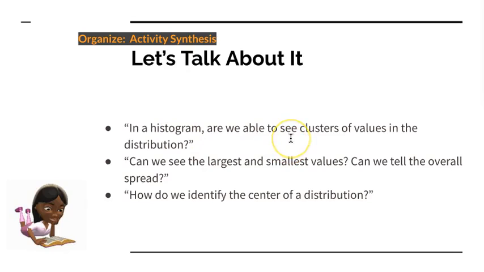So in a histogram, can we see clusters of values in the distribution? Oh yeah, we saw a bunch of clusters in that, right? We saw numbers that were similar or close to each other, all clustered together. Could we see the largest and the smallest value? Yeah, but we didn't know the exact largest and the exact smallest based on that. We know that they were in that range.